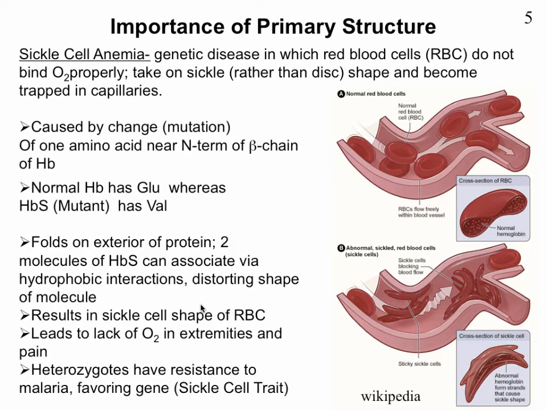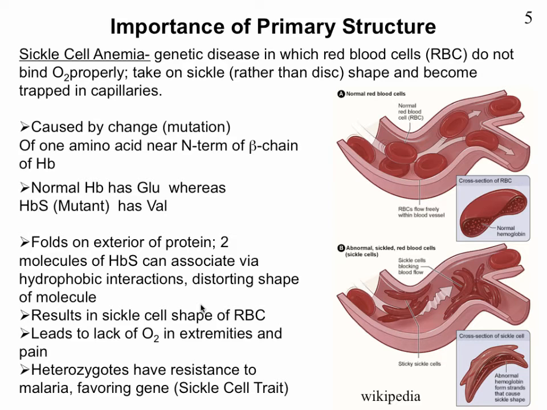This disease is caused by mutation of one amino acid, near the N terminus of the beta chain of hemoglobin. That mutation is where glutamate is mutated to valine. This mutant is called hemoglobin S.